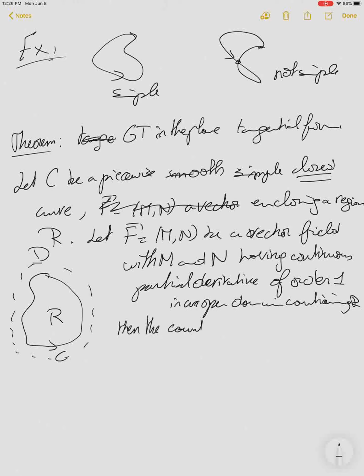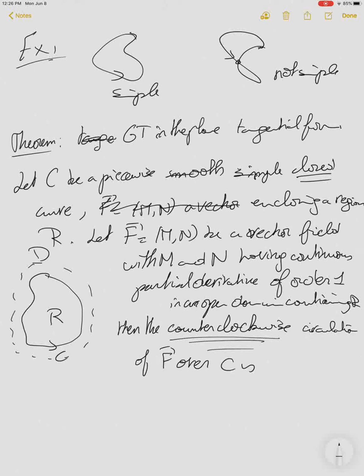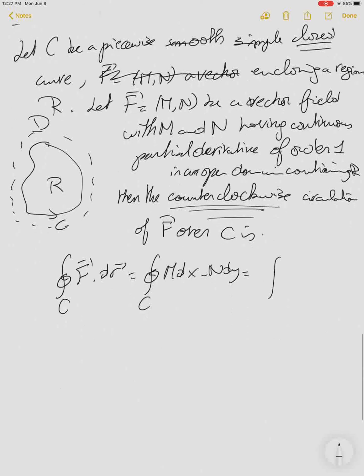the counterclockwise, what if it was clockwise? Well, you put a minus. Circulation of F over C, the integral over C of F dot dr, is equal to the integral over C of M dx plus N dy. So the total circulation is equal to the circulation density Nx minus My times area, and we sum up over R. And this is Green's theorem.